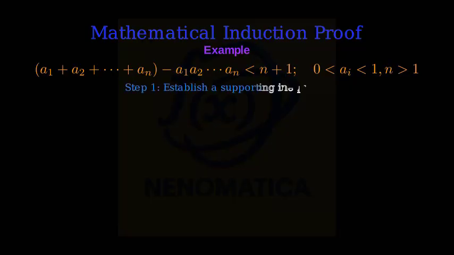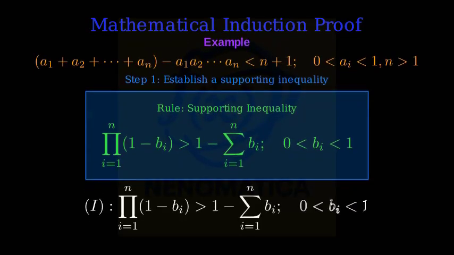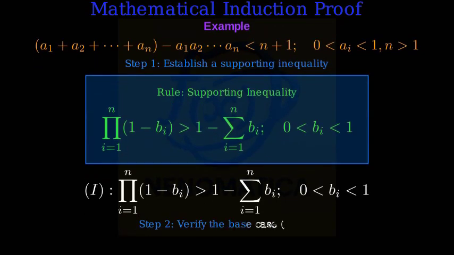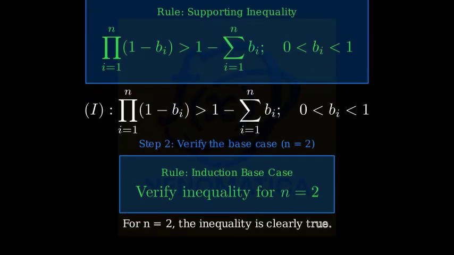First, we'll verify the correctness of the following inequality. The product of (1 - b_i) from i = 1 to n is greater than 1 minus the sum of b_i from i = 1 to n, where 0 < b_i < 1. We will prove the supporting inequality by induction. First, let's verify that the inequality holds for the base case, n equals 2.